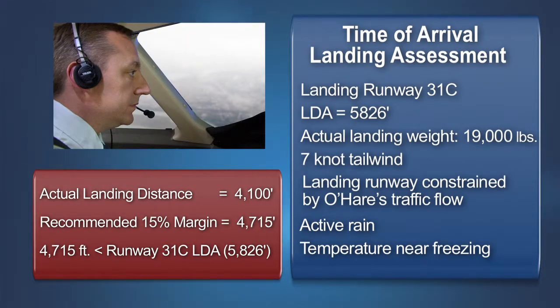Once the actual landing distance is known, SAFO 06012 recommends that a 15% safety margin be added and that the resulting distance be less than the declared landing distance available, unless imminent risk to continued flight makes this landing imperative.